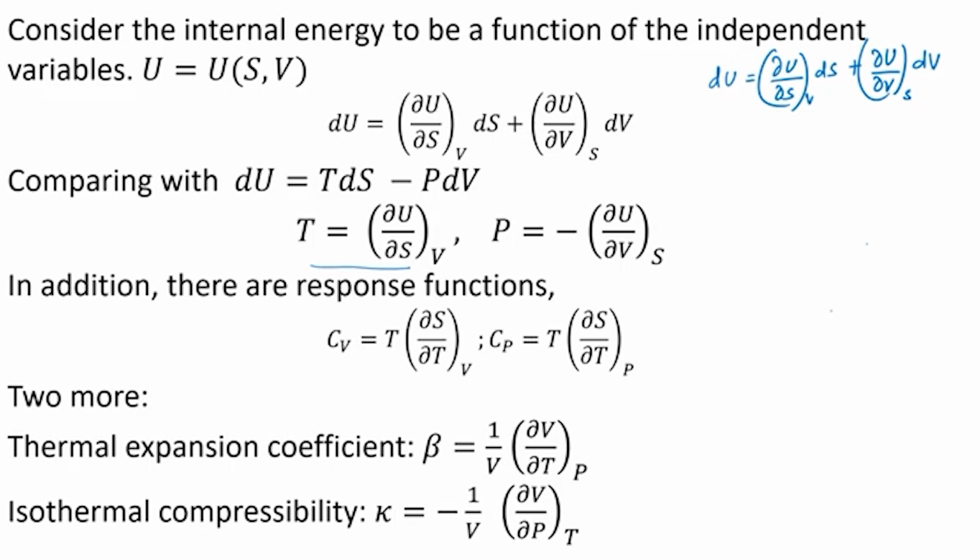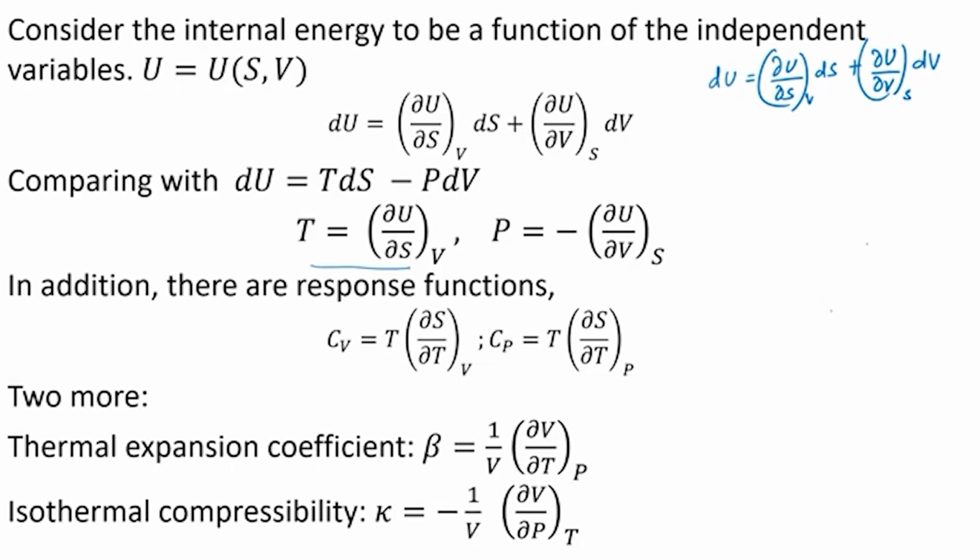In addition, we have looked at the response functions. What is meant by response function is how the system responds to a certain external stimulus, and this could be temperature or this could be heat. So, if you want to define specific heat, it is basically dQ dT, and from the second law dQ is nothing but TdS. So, this is T del S del T.